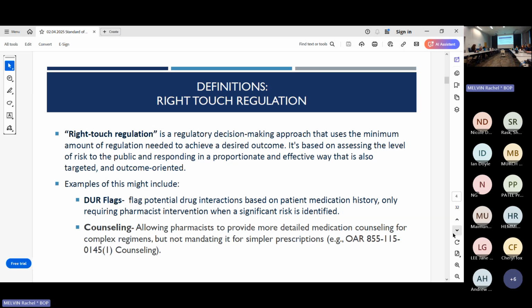And counseling, for example, in our counseling rules, we allow the pharmacist to determine the manner and amount of counseling that is reasonable and necessary under the circumstance to promote safe and effective use or administration of the drug or device, and to facilitate an appropriate therapeutic outcome for the patient. And so in that way as well, you could construe that to represent something similar to a right touch regulation.